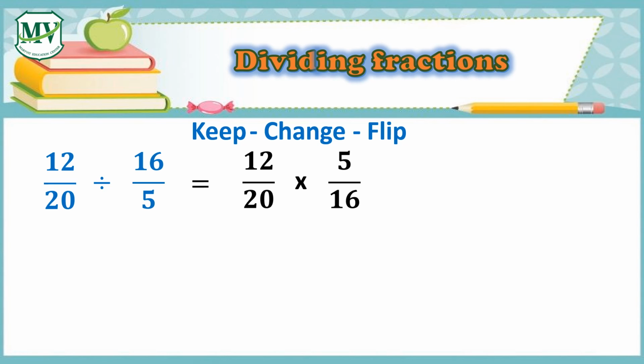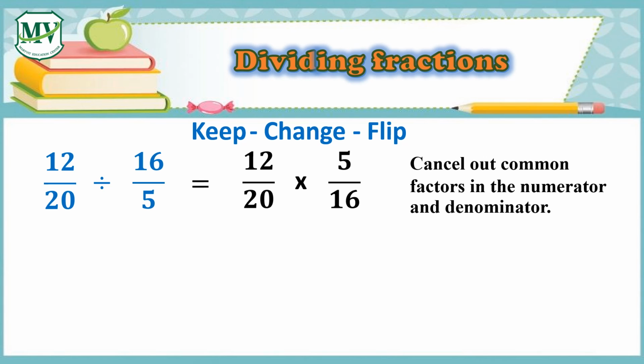This time, let's cancel out common factors in the numerator and denominator. In this case, 12 and 16 have a common factor. 16 divided by 4 is equal to 4. 12 divided by 4 is equal to 3. Next, we have 5 and 20. 20 divided by 5 is equal to 4. 5 divided by 5 is equal to 1.